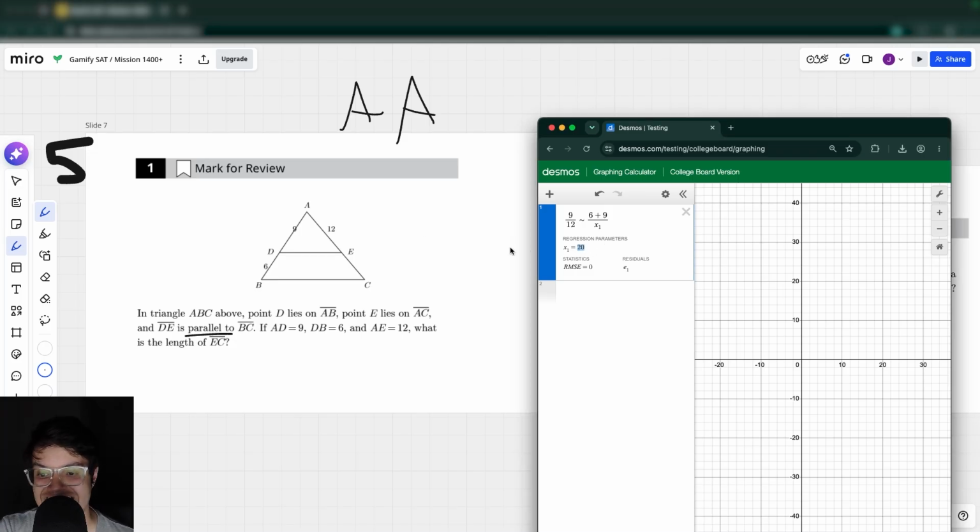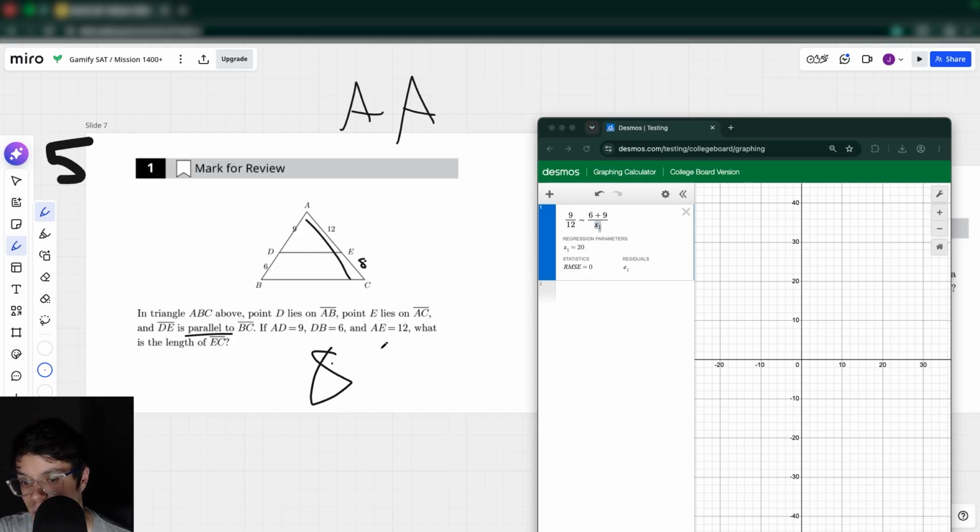So 20, it says there, 20, if that is equal to this entire thing, and we have 12 already, then this would just be 8, as we saw there before. So therefore, the answer would be 8, of course.